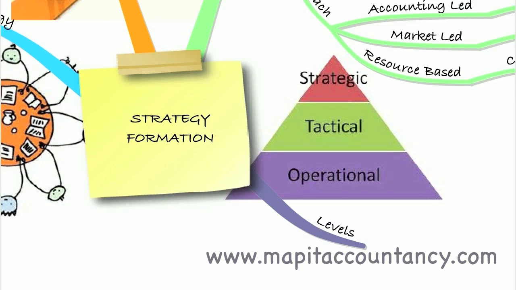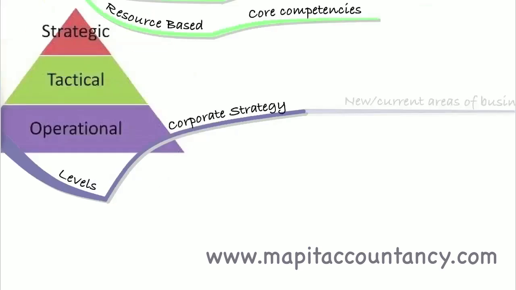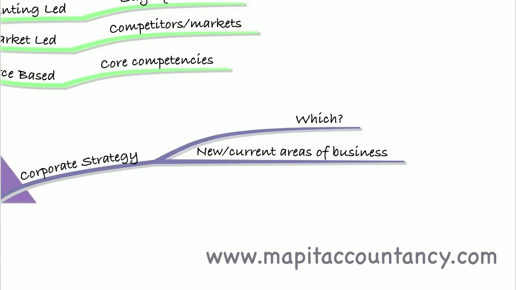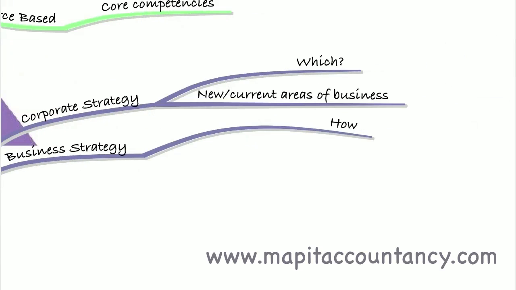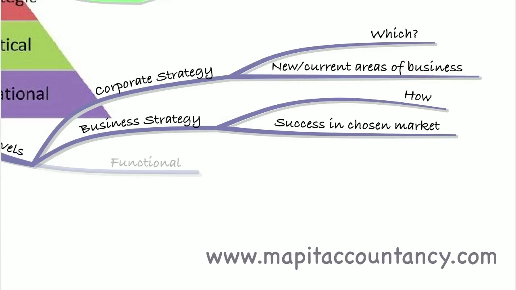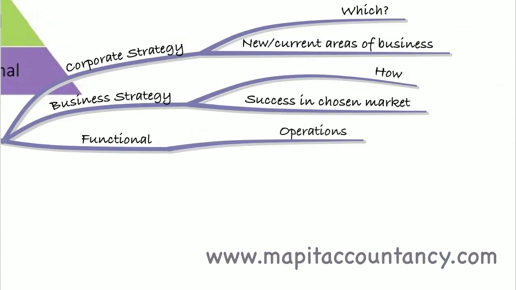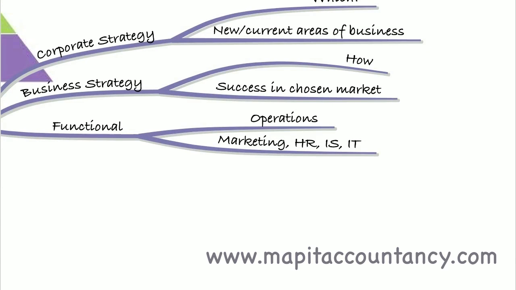So we need to understand the difference between our corporate strategy, which is set right at the top of the organisation and decides which direction we're going to go into, which current areas of business should we maximise, and what new areas of business should we go into, as opposed to the business strategy, which thinks about the chosen markets that we've actually decided to go into and how we're going to get that success. The functional levels of the business then will be the operational levels, and the strategic direction that we choose will affect all of those areas such as marketing, human resources, information systems and IT.